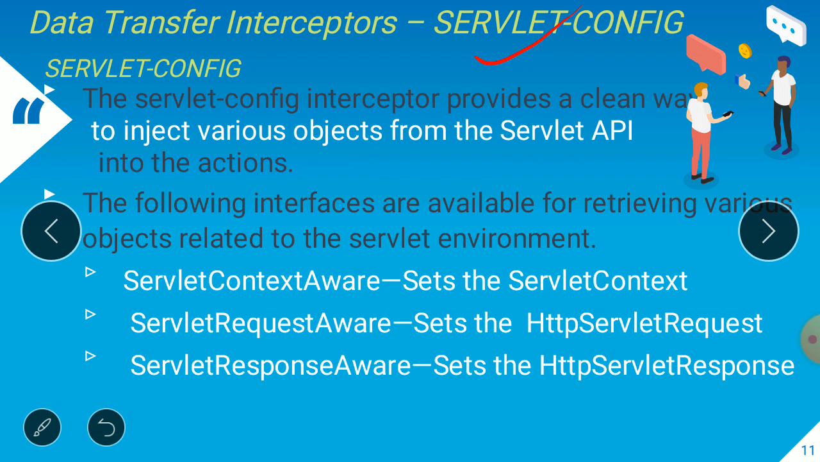If you want to use the interfaces that are already available in this servlet environment, we can use this SERVLET-CONFIG interceptor. So the SERVLET-CONFIG interceptor provides a clean way to inject various objects from the Servlet API. Servlet API, what is meant by Servlet API? Servlet Application Programming Interface. To do an application program using the servlet, it provides the interface. That's all. So it will be providing so many objects, so many interfaces. Using this, we can do a servlet program.